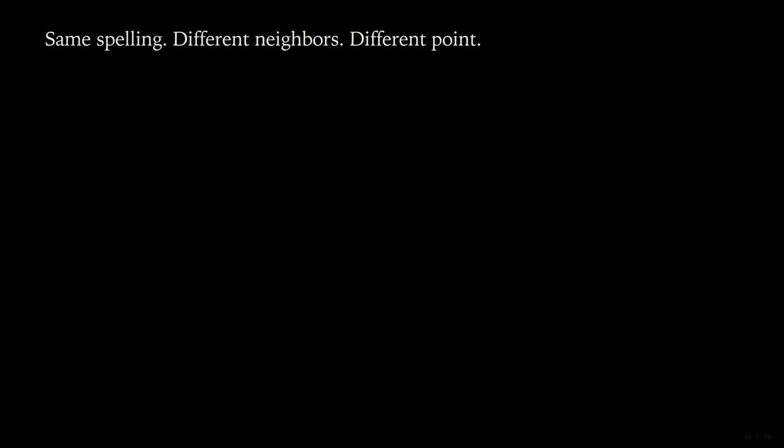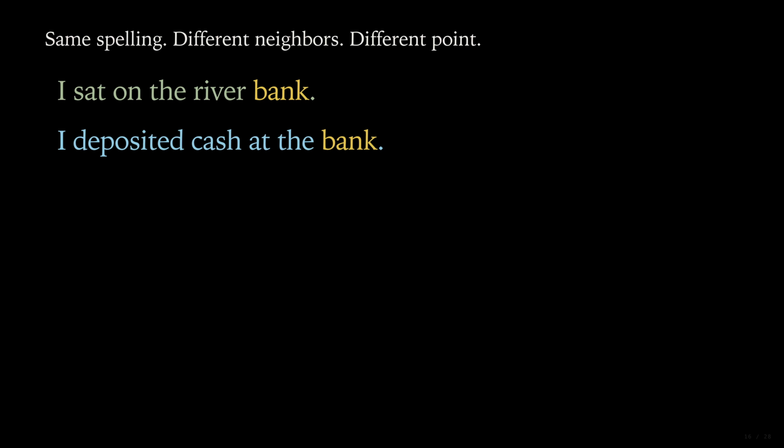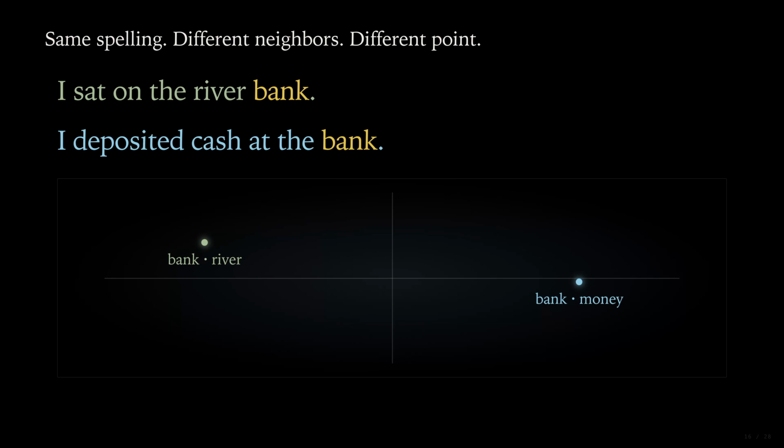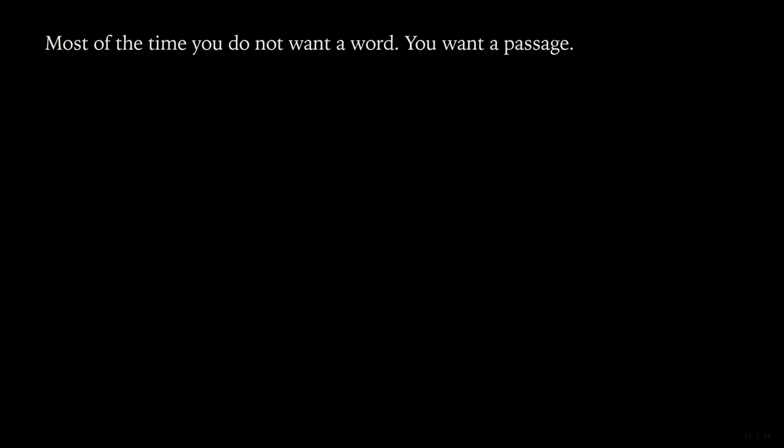Take two sentences. I sat on the river bank. I deposited cash at the bank. The word bank is the same string both times. After a contextual model has read the sentence, those two banks are different vectors. River pulled one of them toward water. Deposited and cash pulled the other toward a building. The spelling never changed. The point did. And that is why a static table of word vectors was never going to be enough, once the job became reading a whole sentence.